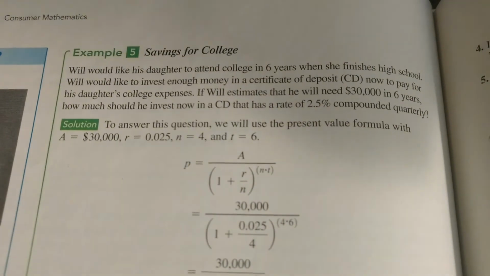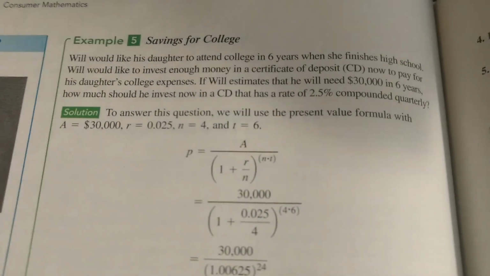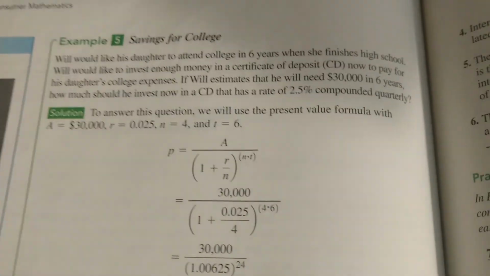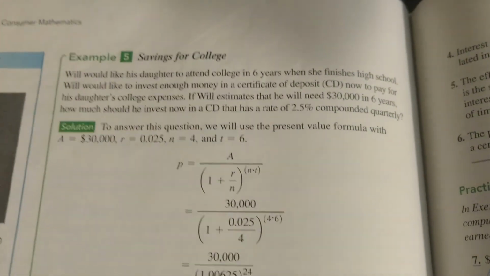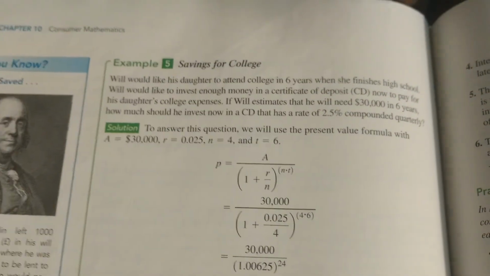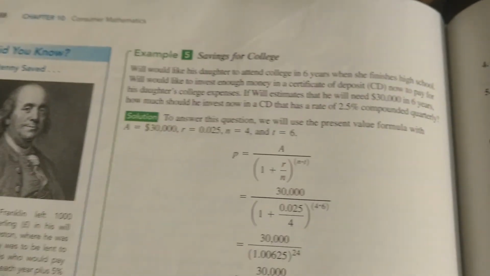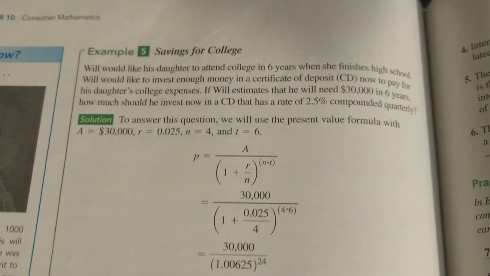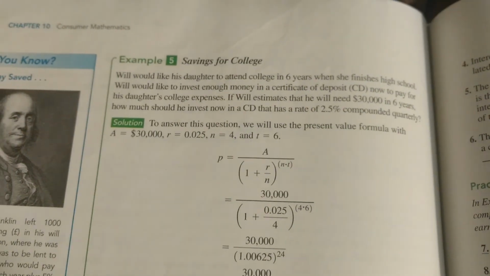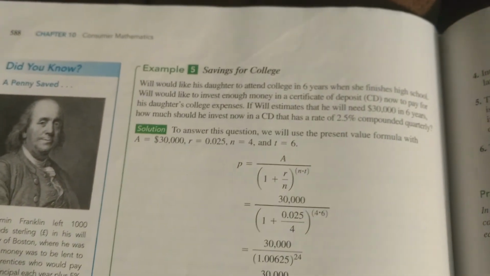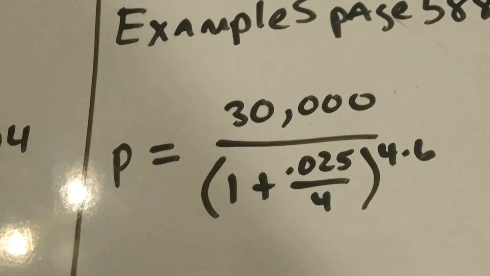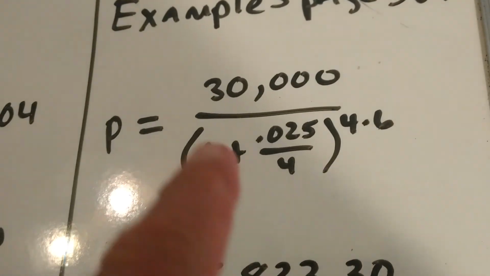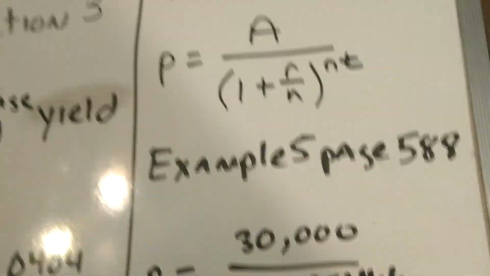of 2.5% compounded quarterly? So basically what this problem is doing is someone has done some research, figured out the money that they need and the time that they have to invest it. And so now what they want to do is find out how much money they need to invest to arrive at their goal. So what happens here is we take the $30,000 that he would like to have at the end of 6 years. We use the present value formula.